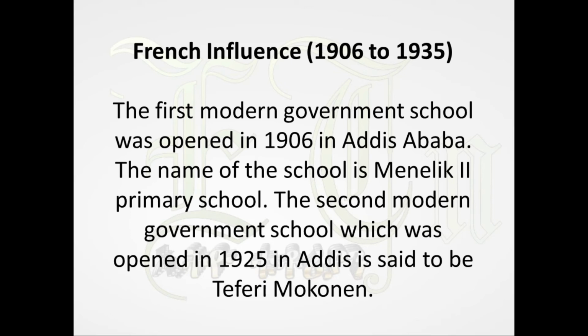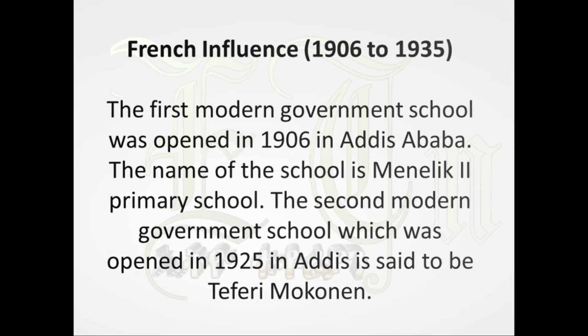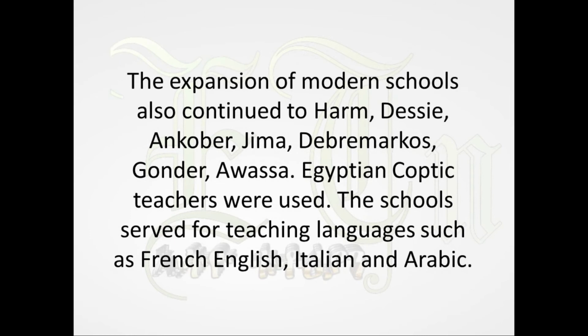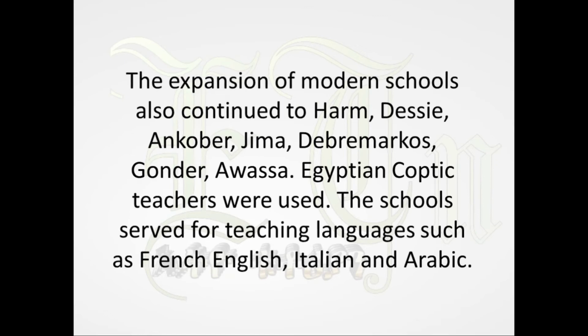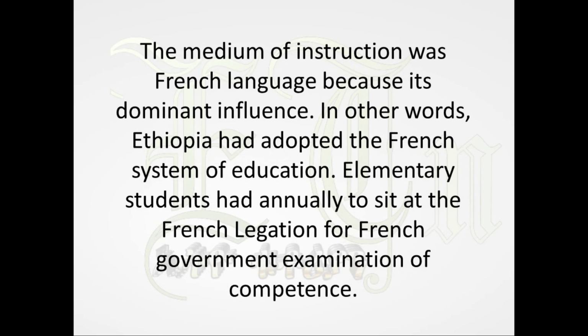The name of the school is Menelik II Primary School. The second modern government school, which was opened in 1925 in Addis, is said to be Teferi Mekonnen. The expansion of modern schools also continued to Harar, Dessie, Kuba, Jimma, Debre Markos, Gondar, Awassa. Egyptian Coptic teachers were used. The schools served for teaching languages such as French, English, Italian and Arabic. The medium of instruction was the French language because of its dominant influence. In other words, Ethiopia had adopted the French system of education.